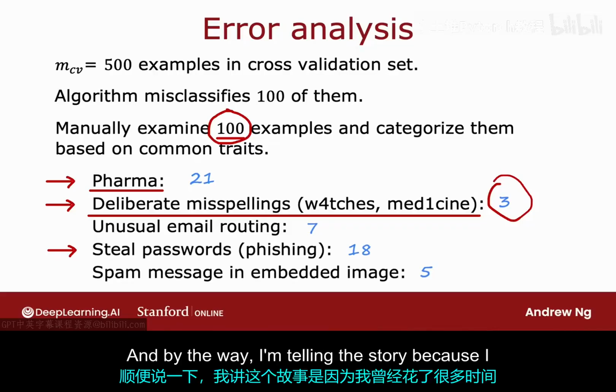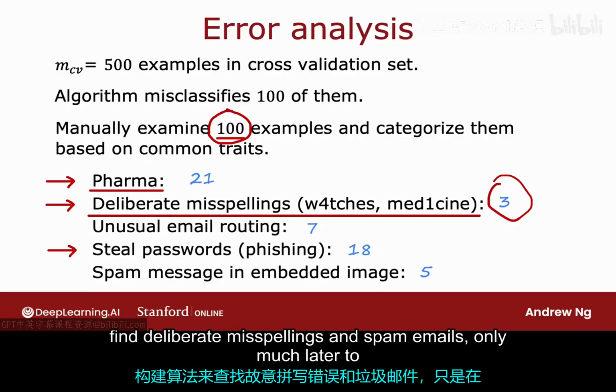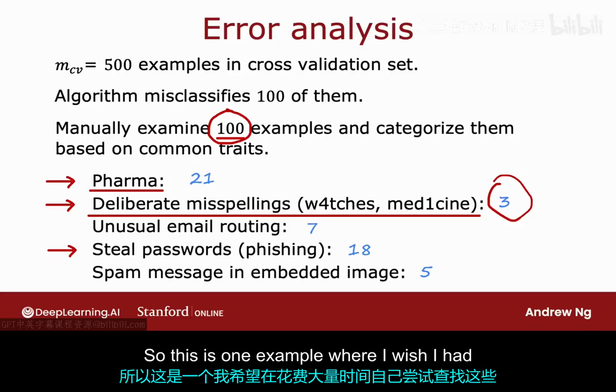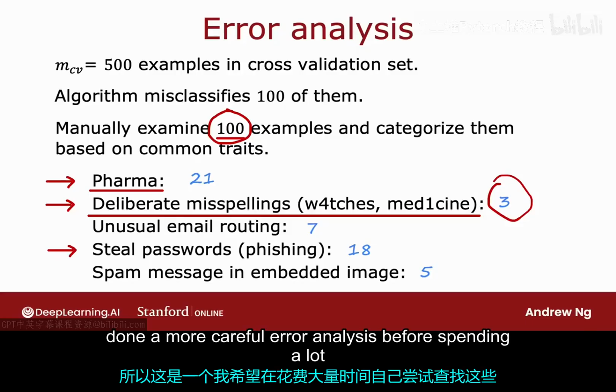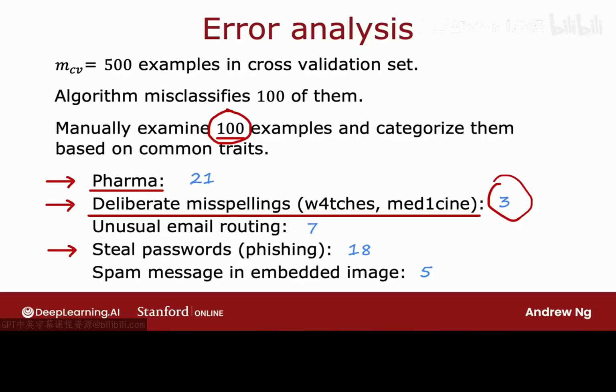And by the way, I'm telling the story because I once actually spent a lot of time building algorithms to find deliberate misspellings in spam emails, only much later to realize that the net impact was actually quite small. So this is one example where I wish I had done a more careful error analysis before spending a lot of time myself trying to find these deliberate misspellings.